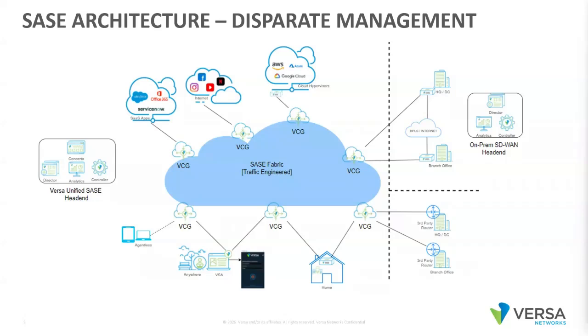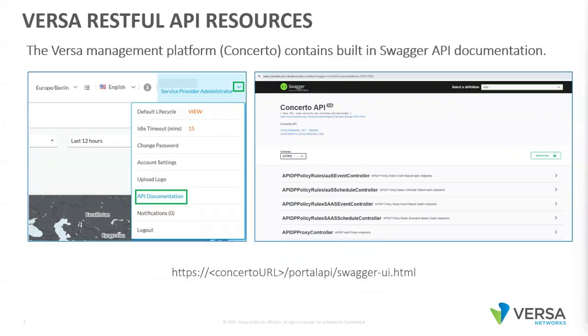For Versa gateways, these site-to-site tunnels can be configured directly using the Versa Management Platform or Concerto. However, some customers may like to automate and standardize tunnel configuration using Versa's full set of RESTful APIs. To assist our customers on their automation journey, Swagger API documentation is built into the Versa Management Platform, or Concerto.